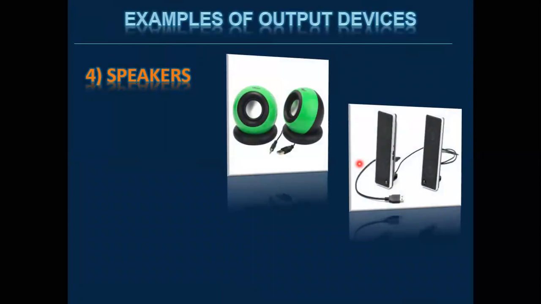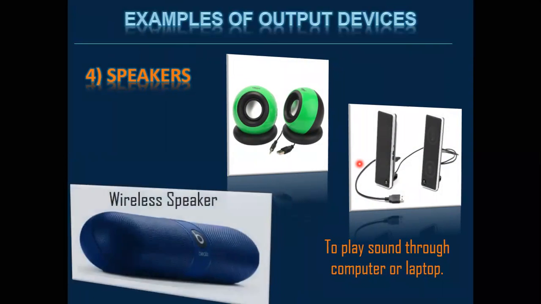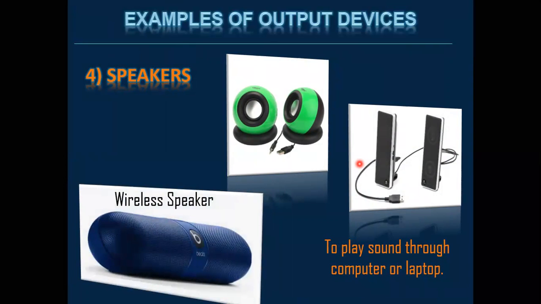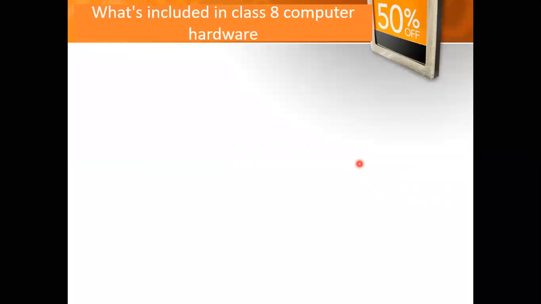Then another example of output devices is speakers. Speakers are used to play sounds through computers or laptops, and they are commonly used for listening to songs or watching movies, and otherwise to play any type of sound or music through the computer. Nowadays, wireless speakers are also available. You can see a variety of wireless speakers on the internet by searching.